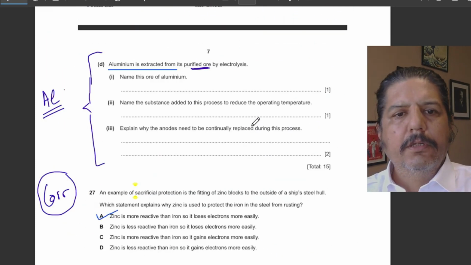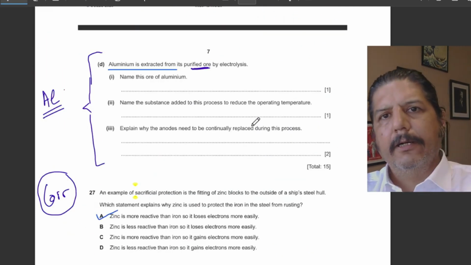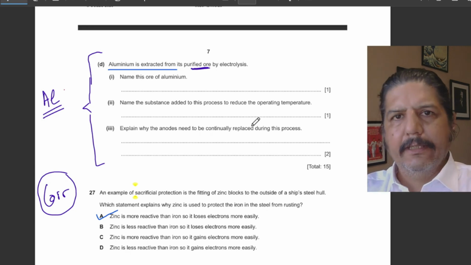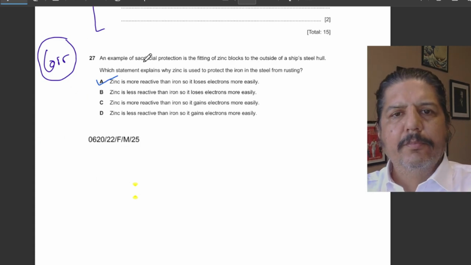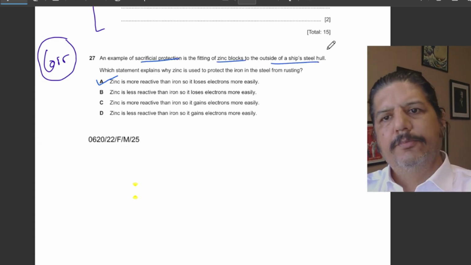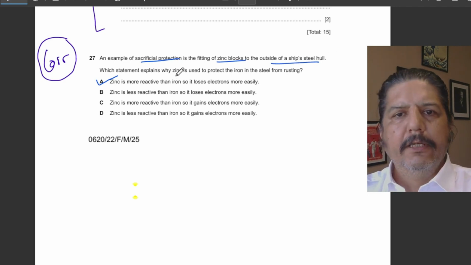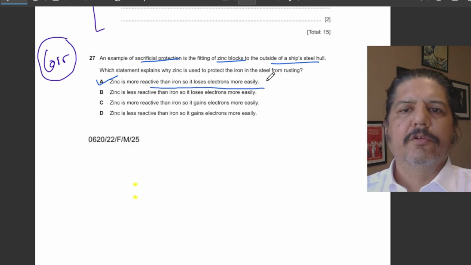Next question. I'm skipping all the questions regarding iron and aluminium; I'll be taking those in the second and third part of the lecture. An example of sacrificial protection is fitting zinc blocks to the outside of a ship's steel hull. This statement explains why zinc is used to protect the iron in the steel hull: zinc is more reactive than iron, so it loses electrons more easily.